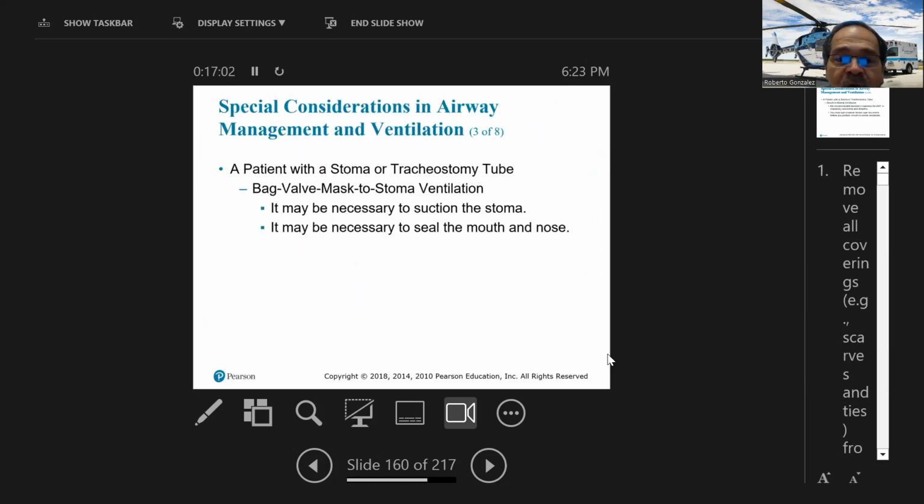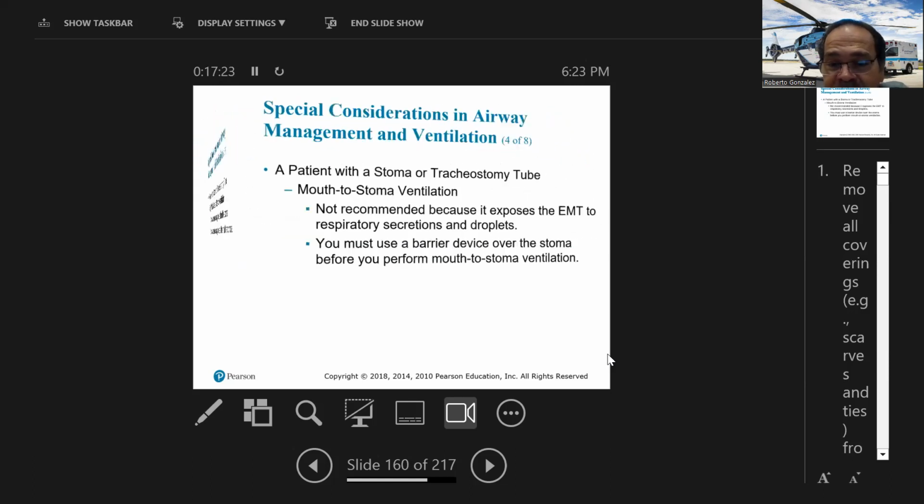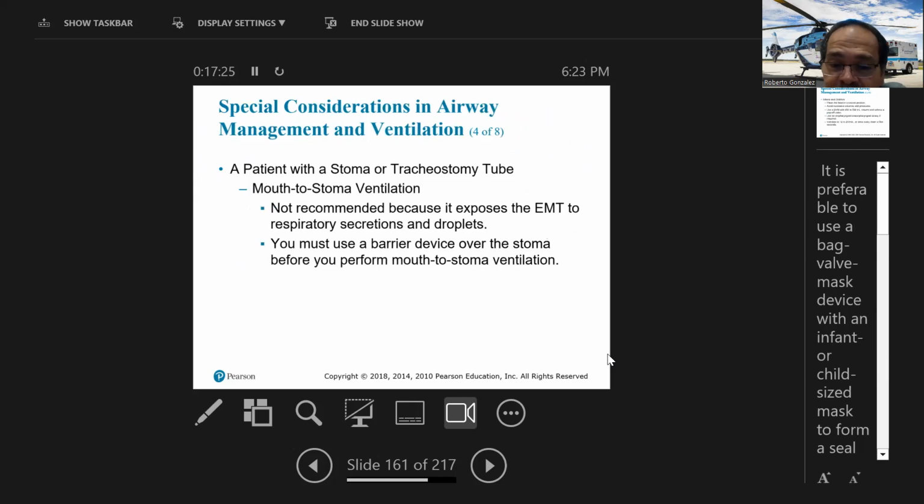A patient with a stoma or tracheostomy tube, bag valve mask to stoma ventilations, it may be necessary to suction the stoma first, because you might start developing mucus secretions because of an infection. It may also be necessary to seal the mouth and nose so you have a straight airway, so the oxygen doesn't go the opposite way or retrograde back into the oral cavity.